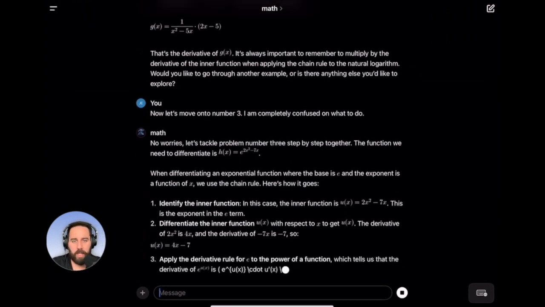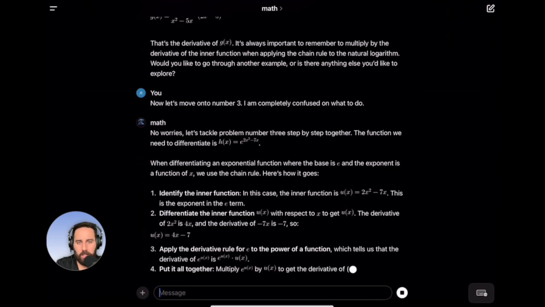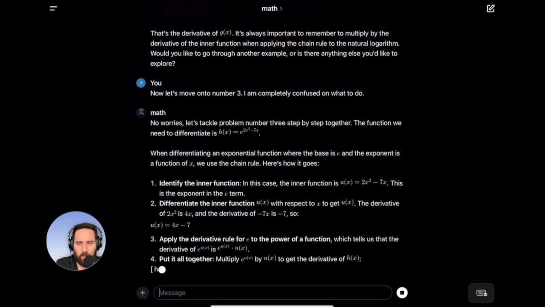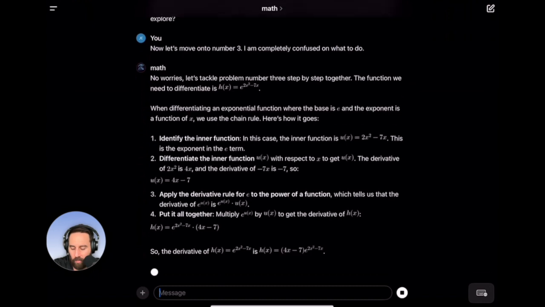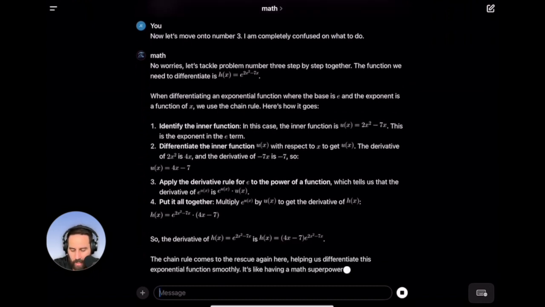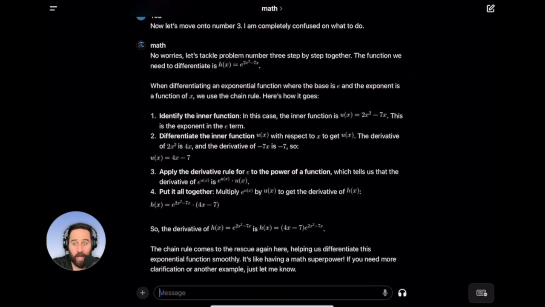When differentiating an exponential function where the base is e and the exponent is a function of x, we use the chain rule. Okay, so everything kind of follows that first chain rule. And let's see, identify the inner function. So we have the inner function. Differentiate the inner function with respect to x. All right, 2x squared minus 7x. So that has to be 4x minus 7. We've done that in the past 2 videos.